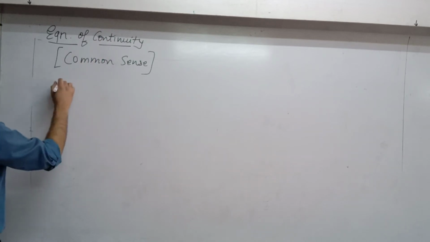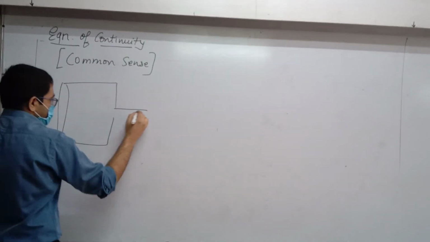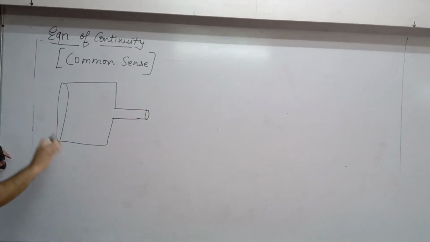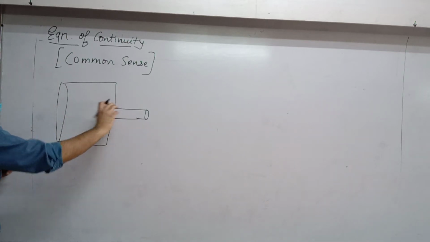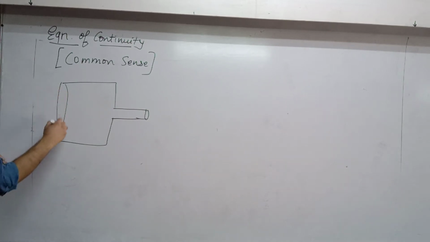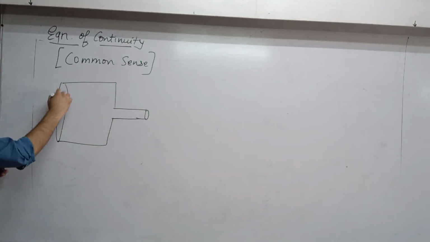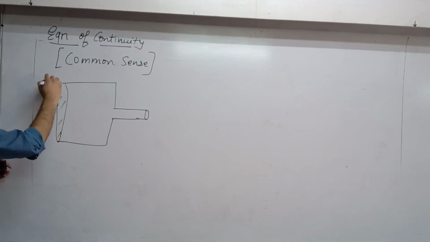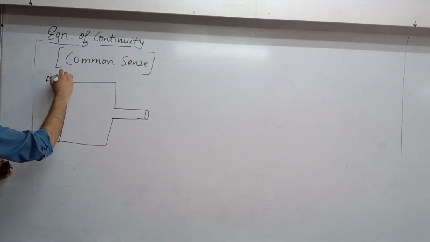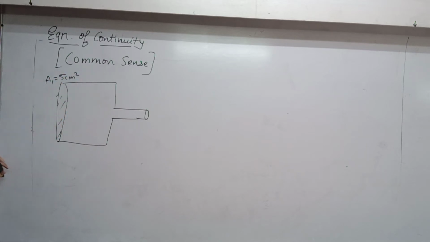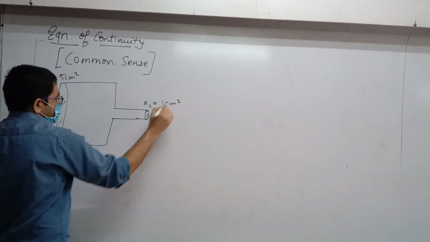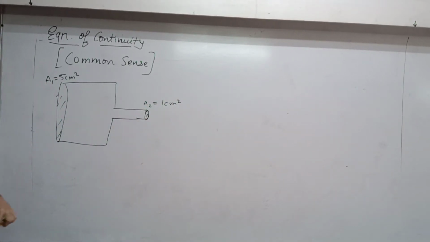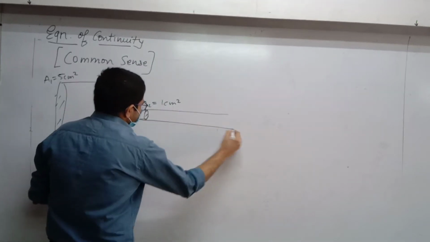Let me start the explanation with a bit of geometry. Let's say this is the front portion of a cylinder, a tube with a broad and then a narrow section. Let's say this area A1 equals, for example, 5 centimeters squared, and this area A2 equals 1 centimeter squared. Assume that this is fairly long.